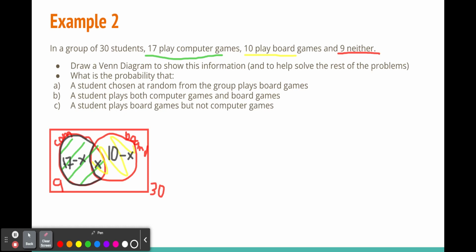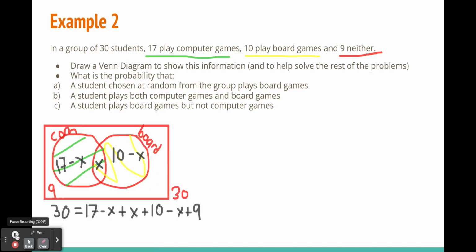Okay, so now we have some numbers and expressions on our sheet of paper. We know that adding up all the numbers in this rectangle should add up to 30. So we can create an equation for that. So this is the equation we create. 30, or sample space, is equal to adding up all the numbers we see. 17 minus x plus 10 minus x plus 9.